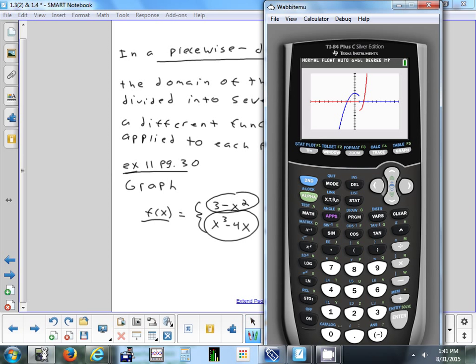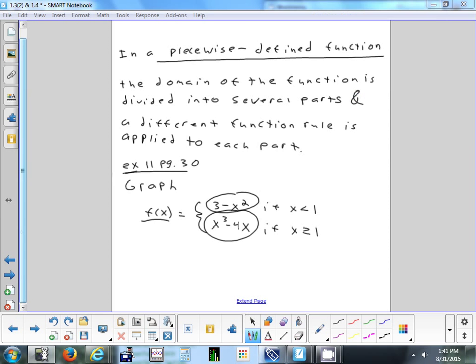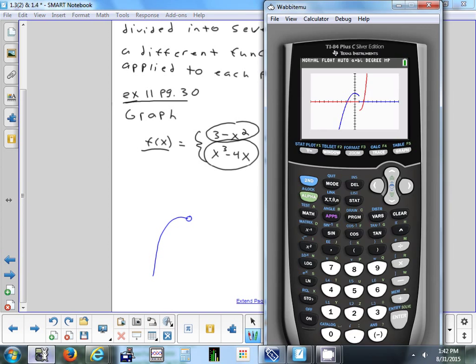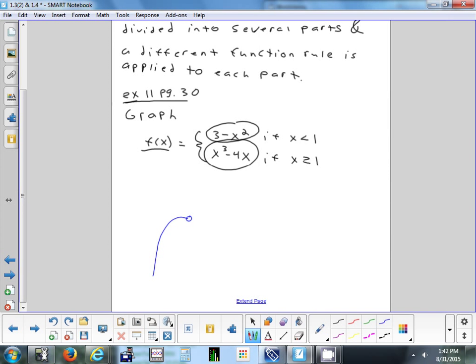All right, now if we were sketching this on paper, we'd have to be a little careful how we do it. When we go up to 1, we are not including the endpoint of the top one. It's strictly less than. On the other one, it's greater than or equal.